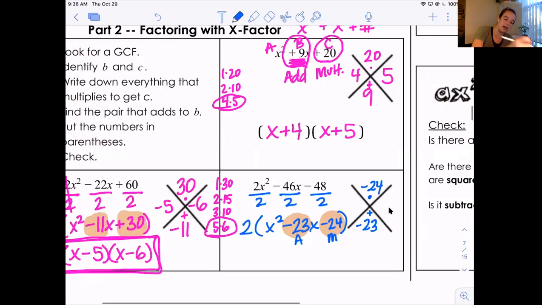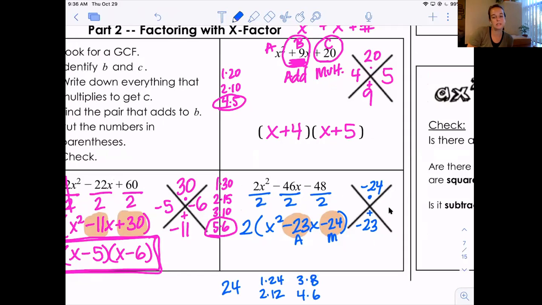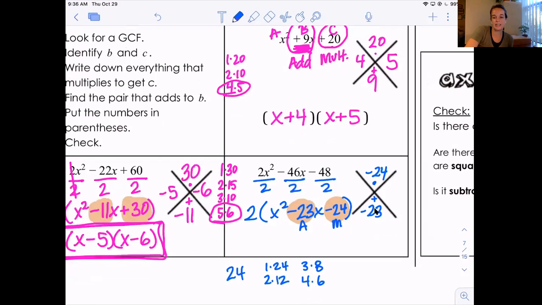So I know 24 is 1 times 24, 2 times 12, 3 times 8, 4 times 6, 5 times a decimal, 6 times 4, which I already have written down. So those are my options. And I need us to get to 23, and since it's negative, one of them is going to be minus. So I'm really looking for subtraction here. 4 and 6 make 10, so that's not it. 3 and 8 make 11. 2 and 12 make 14. The only option I have is 1 and 24.